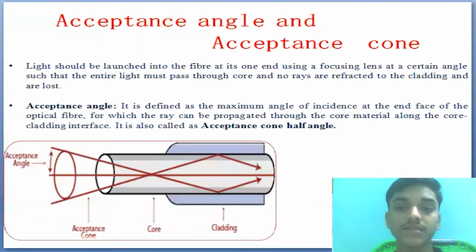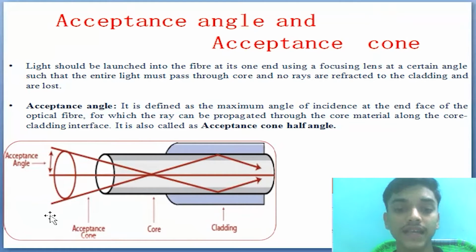So what is acceptance angle? Light should be launched into the fiber at one end using a focusing lens at a certain angle, such that the entire light passes through the core and no rays are refracted at the cladding and lost. As there is no loss of energy, by the law of conservation of energy, neither energy is lost nor created. That is why, in our current circumstances, the optical fiber is used widely.